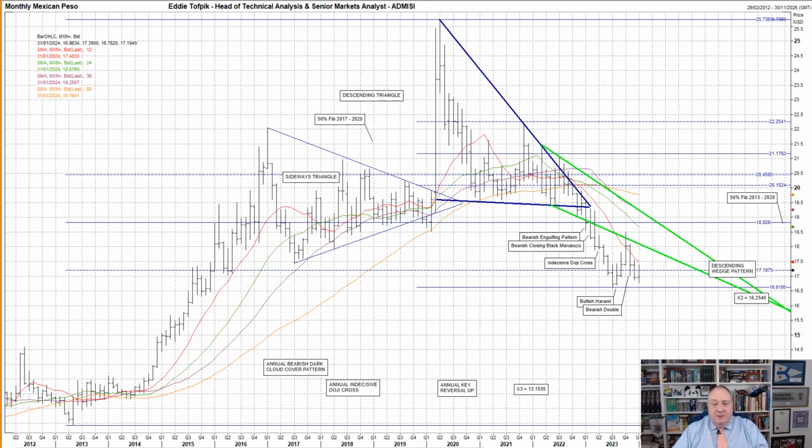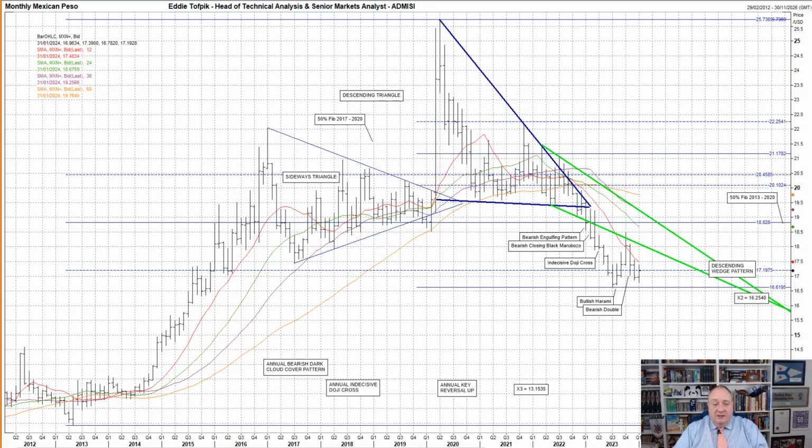Looking at potential targets below, for a confirmed break low, we have a potential primary target X2 in the 16.2540 zone. For a secondary hard to reach target X3 in the 13.1535 zone. Last July we came awfully close to the primary target X2, but then backed off higher, though not high enough to not see a retest lower since October.